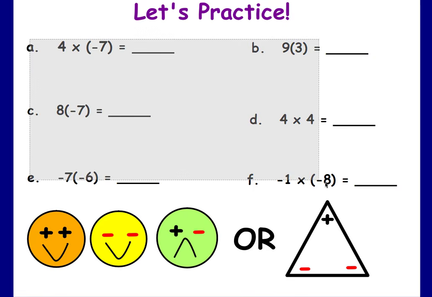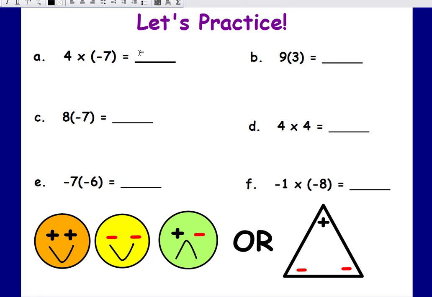I put our tricks down at the bottom. All right, so it's 28. Is it a positive or a negative? Well, I'm going to use my smiley faces. The signs are different. The 4 is positive, the 7 is negative. So when I have different signs, my smiley face is not smiling. He's unhappy. So my answer is going to be a negative 28.